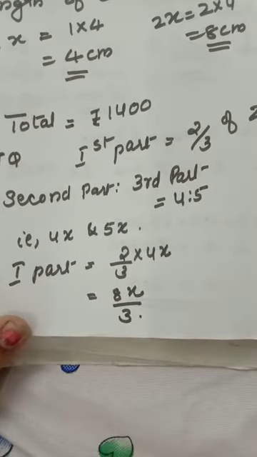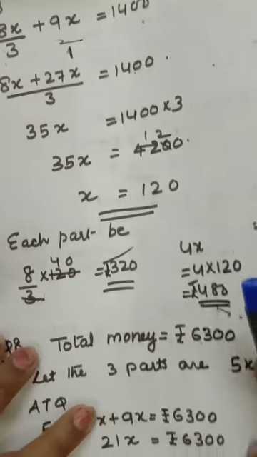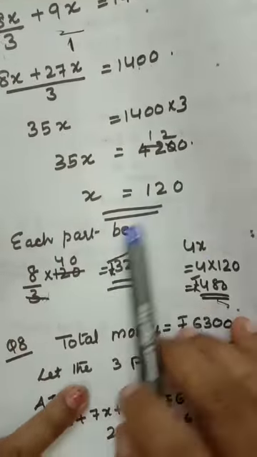8/3x plus 4x plus 5x, total 1400. 4 plus 5 is 9x. Take cross multiplication, the easy method. You will get x equal to 120. After that, the parts: 8/3x with x as 120, you will get 320 rupees. 4x is 4 into 120, 480. 5x equal to 5 into 120, 600 rupees you will get.